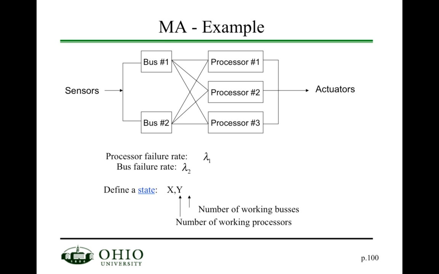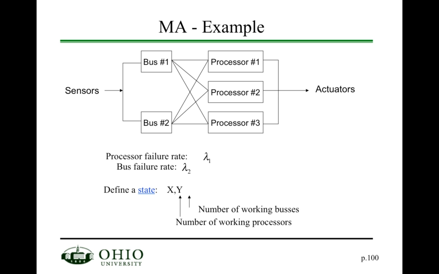Now, of course, these are very simple examples for a very simple series and parallel system. Let's look at a little bit more complicated example. So we have some sensors at the input that are being distributed to 3 processors via 2 buses. Furthermore, these processors then go to the actuator. So for the Markov analysis, let's ignore the sensors and the actuators and define the processor failure rate as lambda 1 and the bus failure rate as lambda 2.